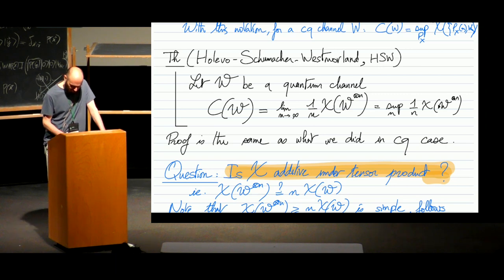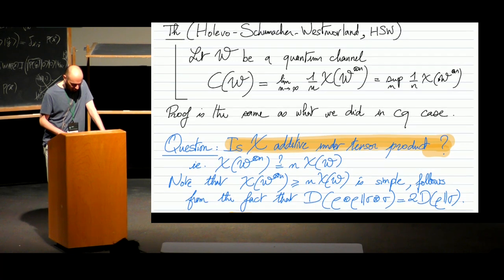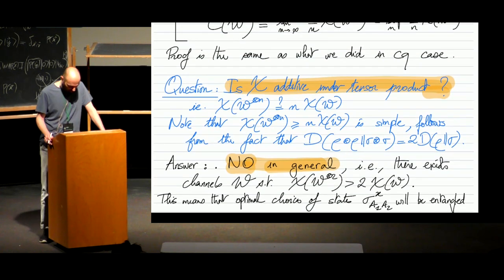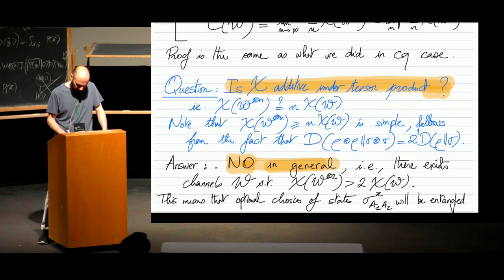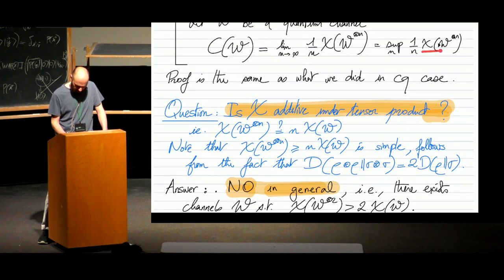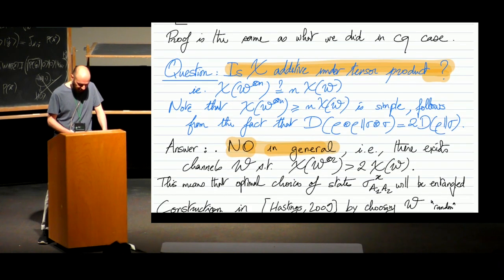And indeed, it's not the most useful expression, and you might wonder whether it also simplifies, like in the CQ case. Can I just take n equals 1 and get the capacity? This was a conjecture for some time. It was thought that it's additive, but this was disproved. There were constructions of channels showing that, in general, this chi expression is not additive for tensor power channels. So there exist channels W such that if I take two copies of it, the Holevo information is strictly bigger than two times the Holevo information of just one.